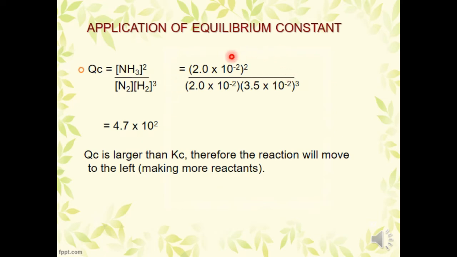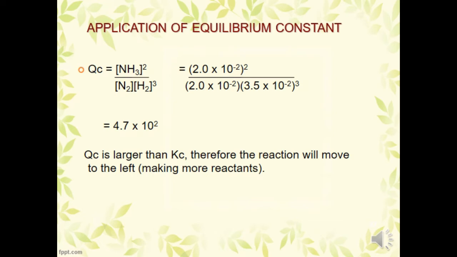So substitute the concentration given. Okay, so the Q value is 4,700. So this value compared with the Kc given just now, it's larger. So what does this mean? That the reaction lies more on the product side, so it will have to go to the left, making more reactant. So the reaction will move to the left, making more reactant in order to reach equilibrium.